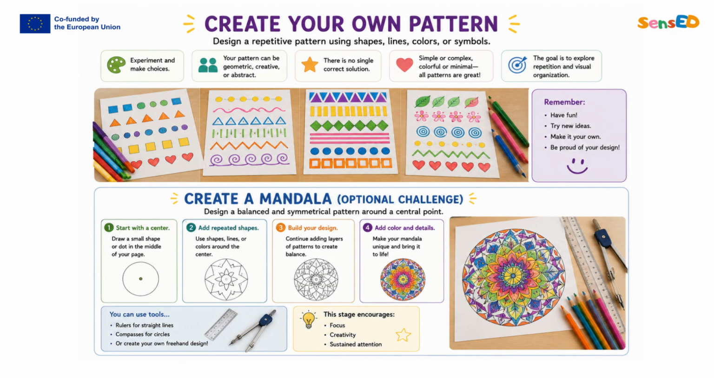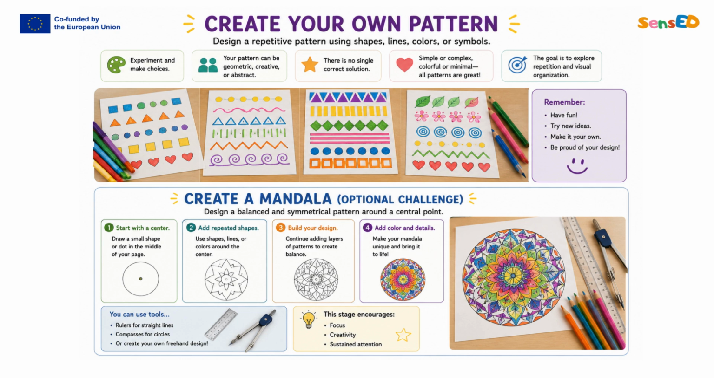Next, invite students to create their own repetitive pattern. They may begin with simple shapes, lines, colors, or symbols, and gradually build a larger design through repetition. Encourage experimentation and personal choice. Some students may prefer highly organized geometric patterns, while others may create more creative or abstract designs. Remind students that there is no single correct solution. Patterns can be simple, complex, colorful, or minimal. The goal is to explore repetition and visual organization.